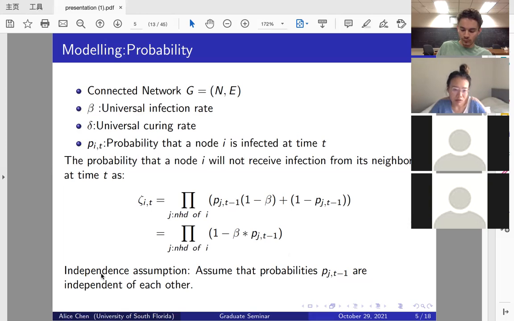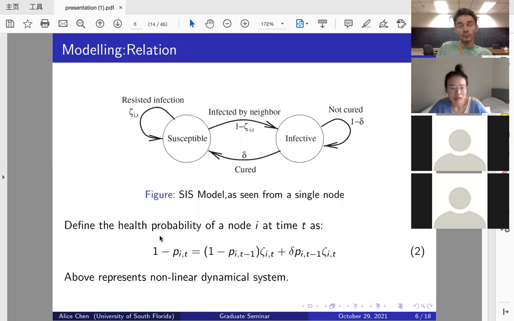And we also have an independence assumption, that we assume the time steps t minus 1 are independent of each other. Okay, so we derive that node i is not infected, which means it is staying healthy from its neighbors. We denote it as eta_i(t). Okay. Next, I want to illustrate the flow. The figure shows the SIS model as seen from one single node.